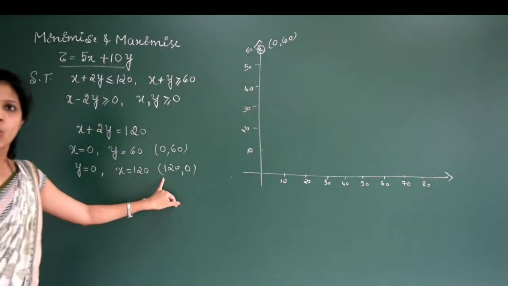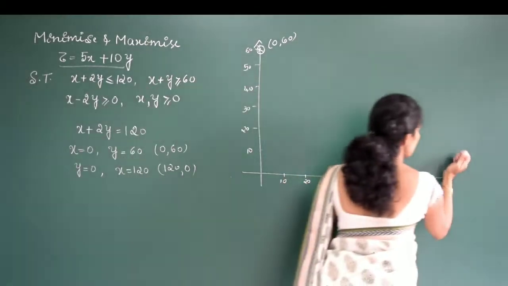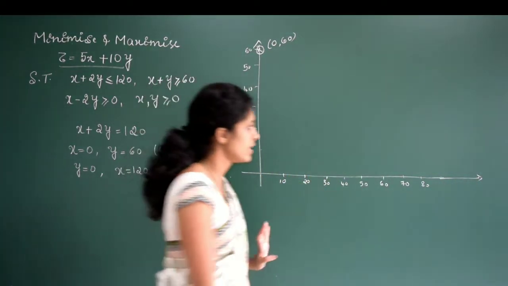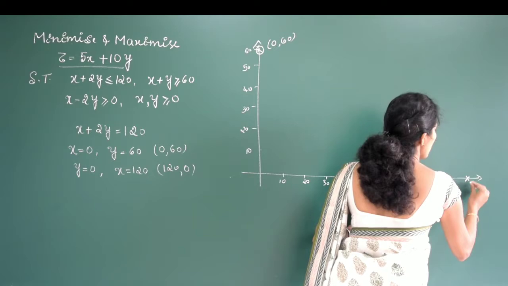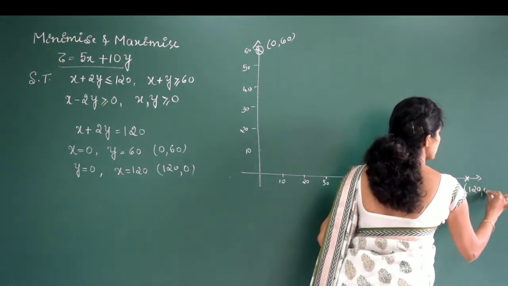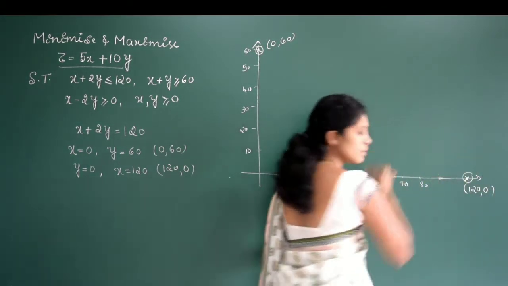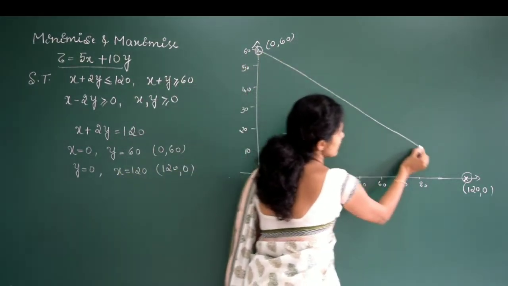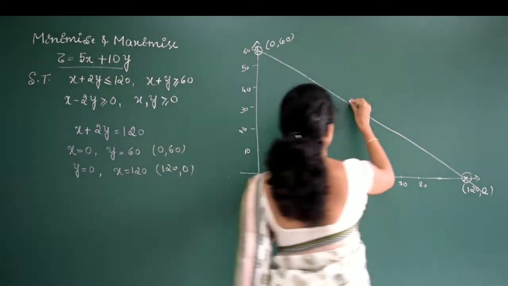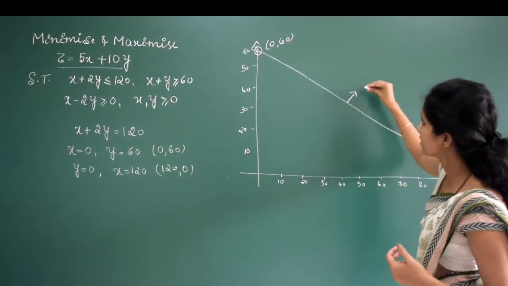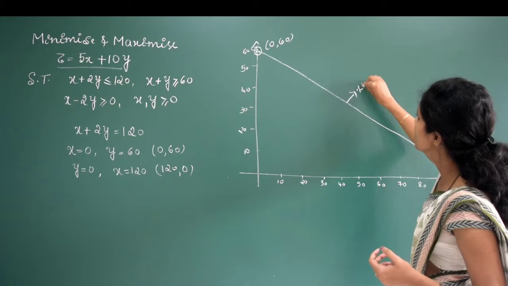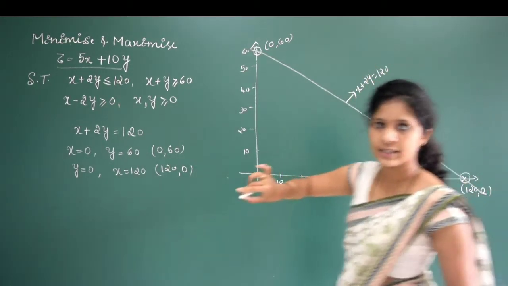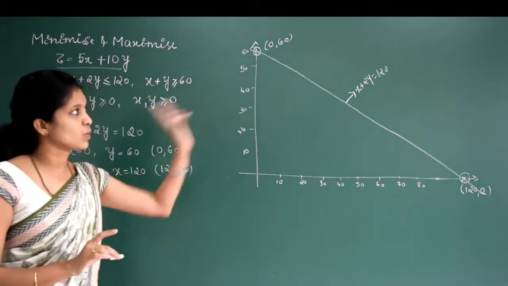Next point will be 120, 0. Somewhere here you take this, or else you can go with 20, 40, 60. That is also okay, right? So here I consider somewhere here 120 on the x axis and y axis will be 0. So this is the point. Let us draw a line. After that you have to name this equation. This equation is x plus 2y is equal to 120. It is not less than or greater than. That line is x plus 2y is equal to 120.